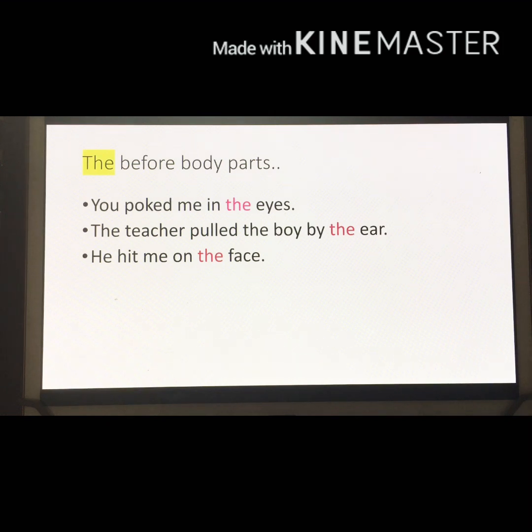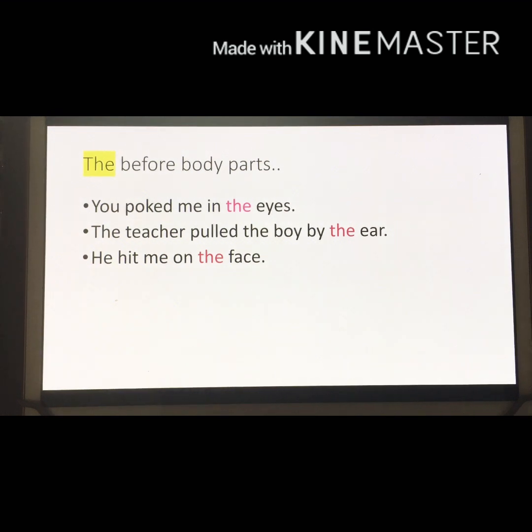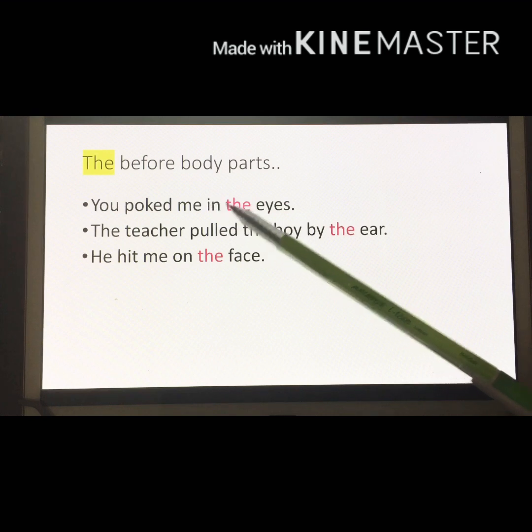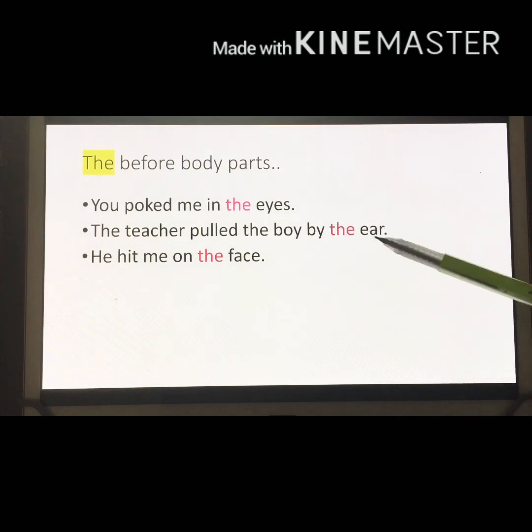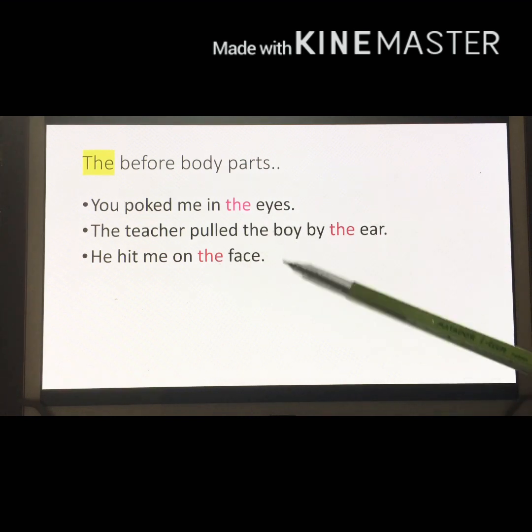The before body parts. We need to use "the" sometimes before the body parts, like you poked me in the eyes. The teacher pulled the boy by the ear. He hit me on the face.